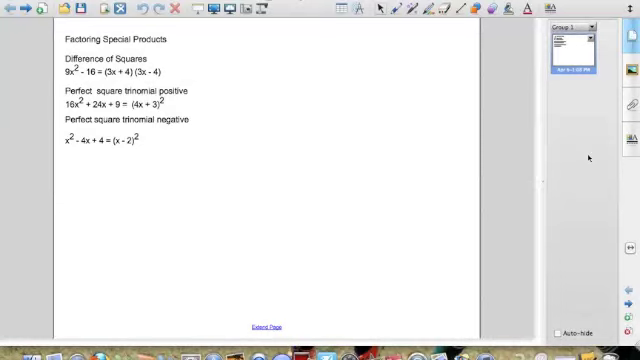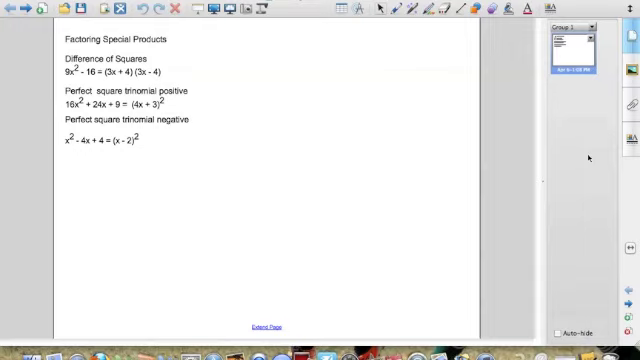Second time we look at factoring special products, we're still looking at the difference of squares, or the difference of two squares. You might hear it as our book calls it, the sum and difference of squares, but really it's the difference of two squares. Perfect square trinomial positive and perfect square trinomial negative.